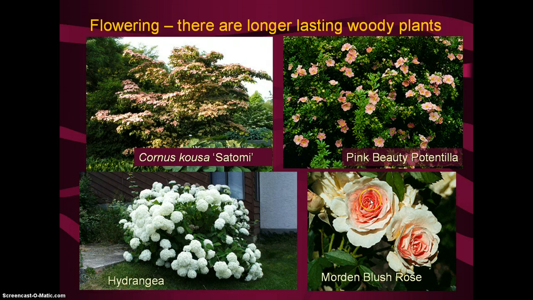As we know, roses will often flower and then recur several times over the course of the season, so you could consider that, or hydrangeas. And there are some dogwoods we can grow out here in BC that are a little more difficult to deal with in the prairies, but the Satomi dogwood, the flowers last for a long time. So there are some things you can select in woody plants that do last for a long time.